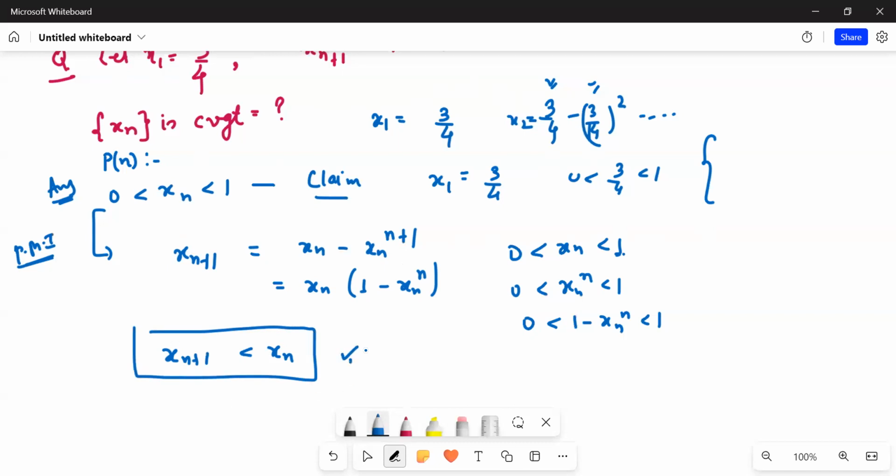And since the sequence is decreasing and bounded, it implies the sequence xn is convergent. I hope it is clear. Good enough. Is there any doubt?